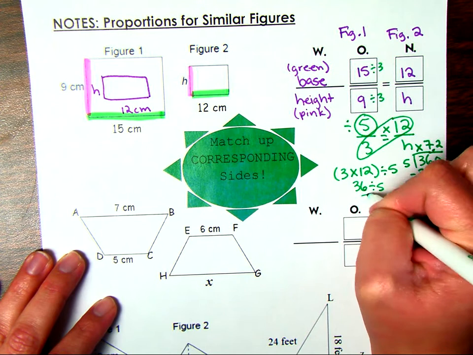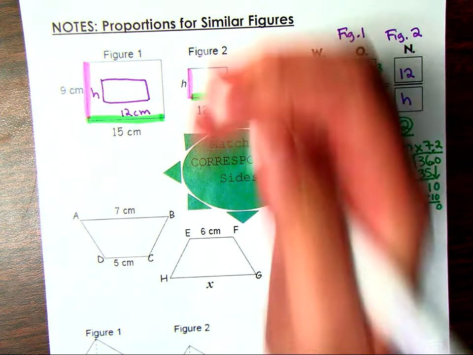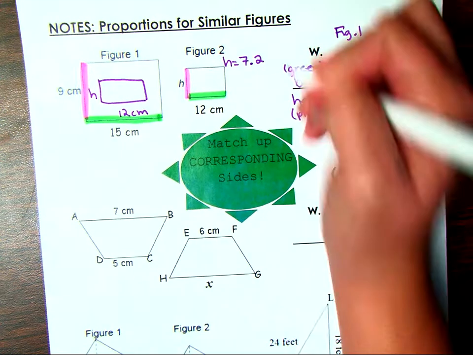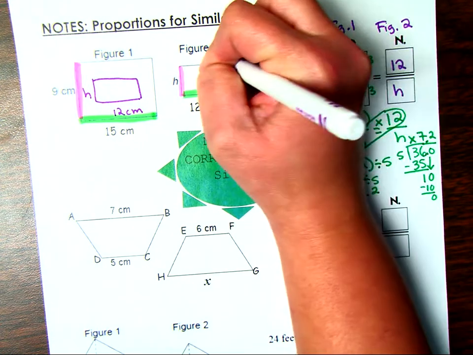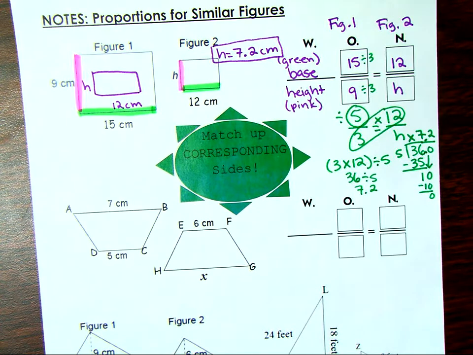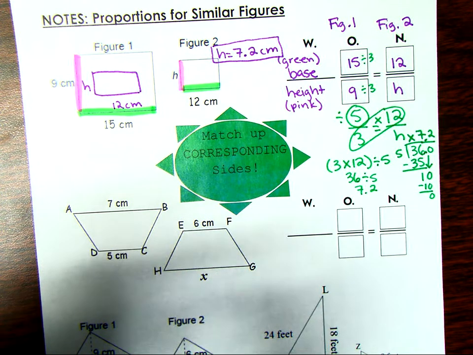So my answer for this, go back to my original color, H is equal to 7 2/10, and we want to write our units, which is centimeters. Okay, now we can even prove that this is correct because, like what we said, the ratios are going to reduce down to the same thing.